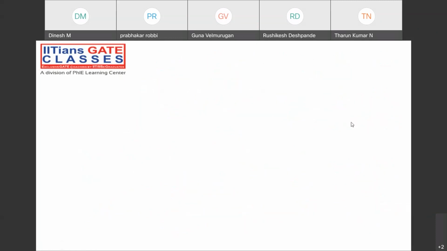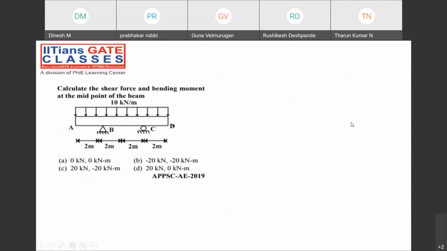Now we'll see another question. Yeah, a little bit different, but sometimes the support can be internal also, like this. When the load is just outside of this particular domain, that is the reaction. This is called an overhanging beam. So this is one kind of question from the overhanging beam.